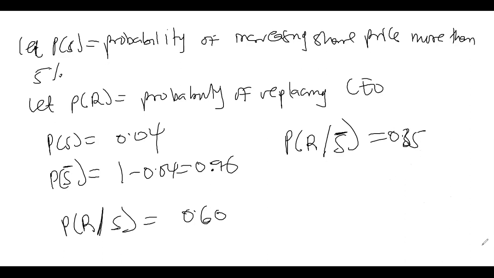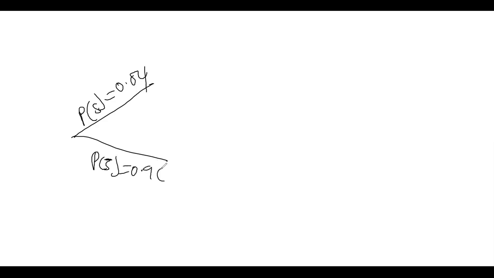So here, first of all, we have the probability that they have increased share price, which is 0.04. The probability that they have not increased the share price is 0.96.